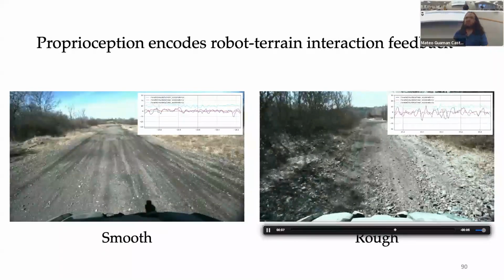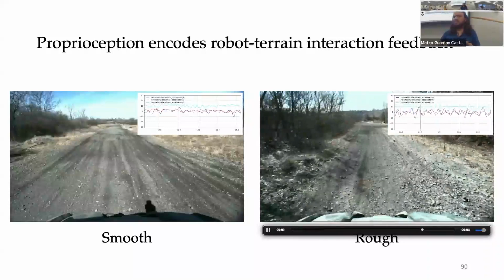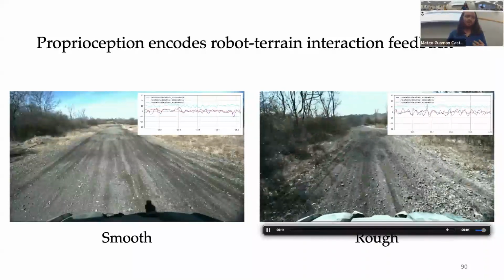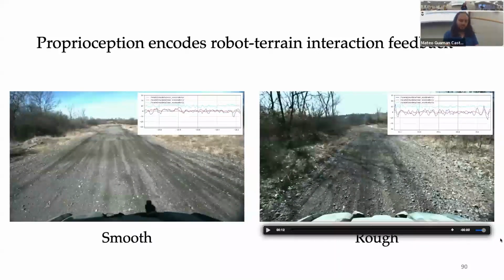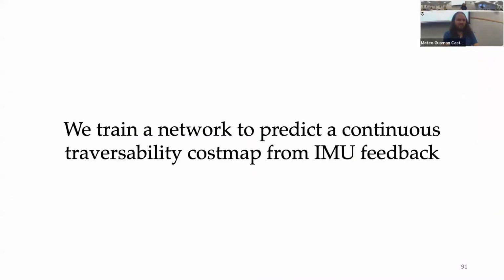So when we saw that, it's like, okay, there is a signal that encodes how good or bad it is to drive over different types of terrain. So we use just that. We train a network to predict a continuous traversability Costmap from IMU feedback. This is the summary of our contribution.